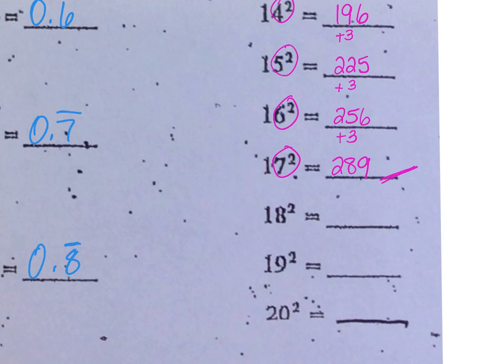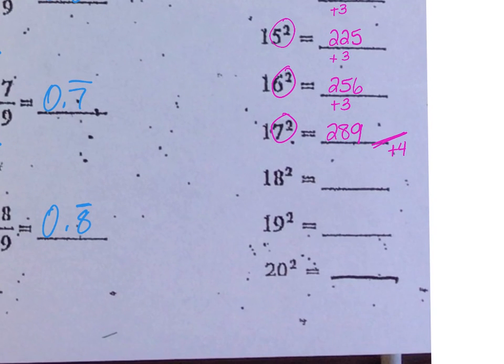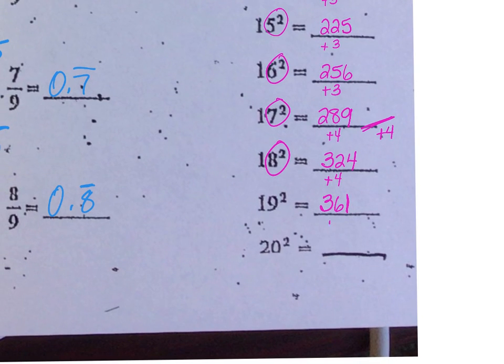You see how we got to the 9 again? We add 4 this time. 9 above a 9 is a 10. So when I add 4, I get 32. 8 squared is 64. It ends in a 4. So I add 4 for 19 squared. That's 36. 9 times 9 is 81. So it ends in a 1. Then 20 squared, I add 4 again. That's 40. 0 squared ends in a 0.